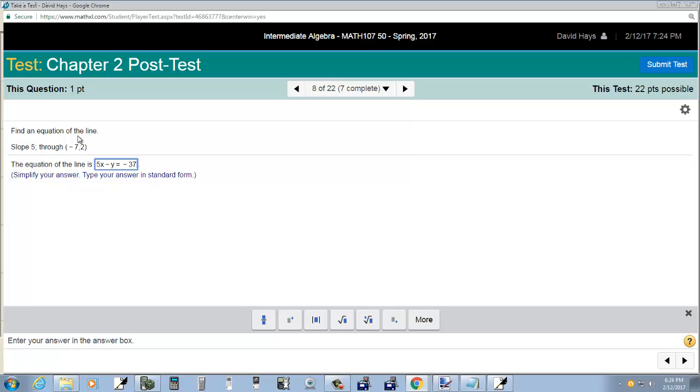Okay, as a quick check, I'm going to plug in that point for x and y. -7 here and 2 here. That gives me -35 minus 2, which is -37.